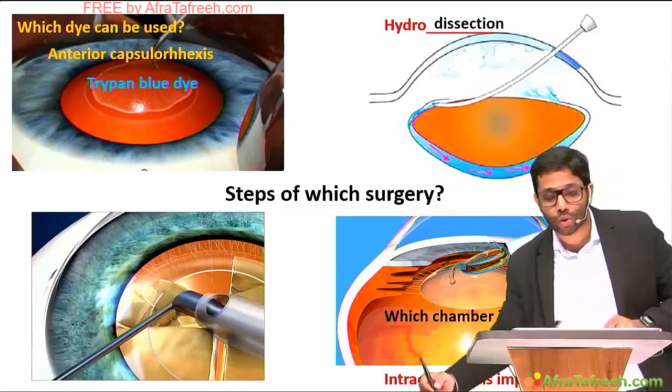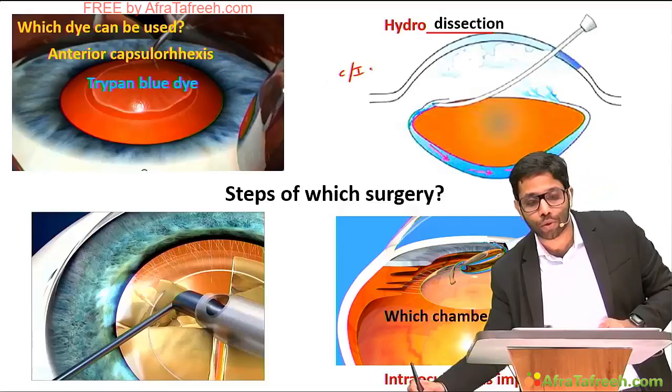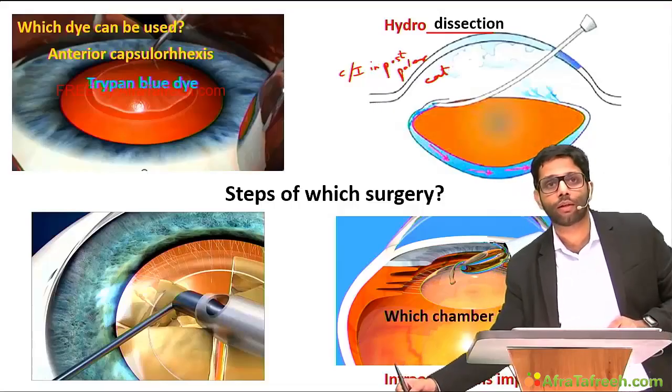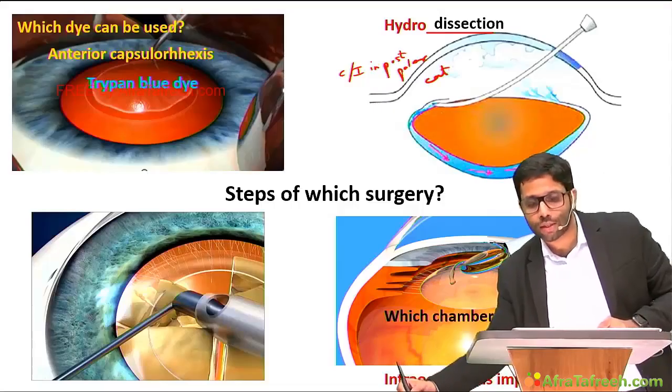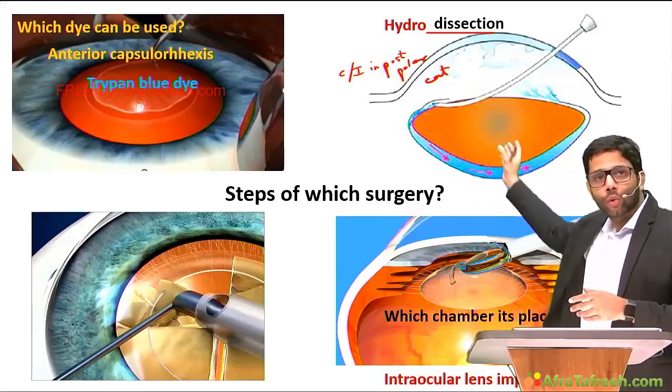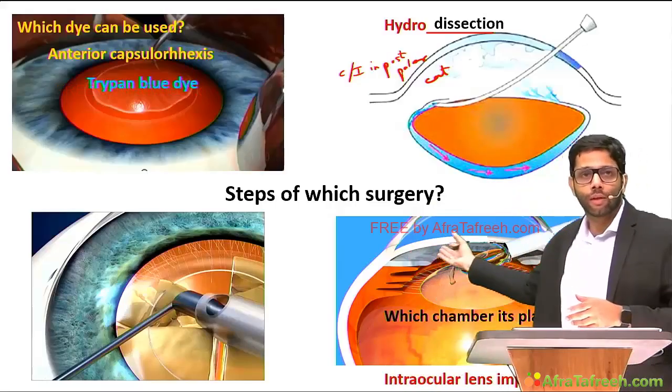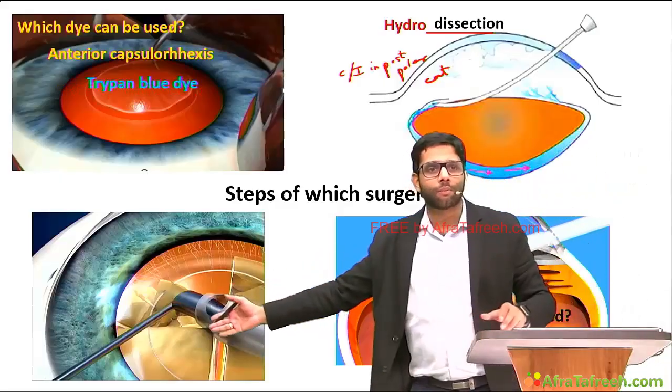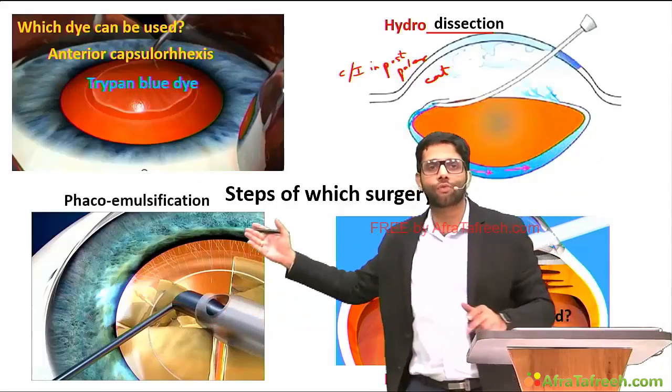Hydrodissection is contraindicated in posterior polar cataracts. Why? Because the posterior pole is the thinnest part of the lens. If you give it by force, there can be rupture of the posterior capsule, leading to dropping of the nucleus into the vitreous. What surgery and what is the step? The step is phacoemulsification. The surgery is phacoemulsification.